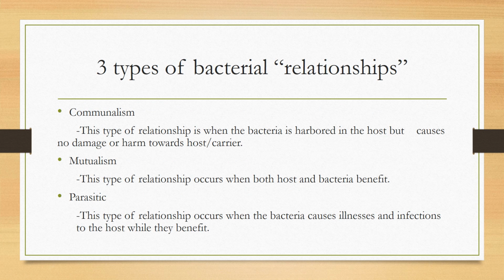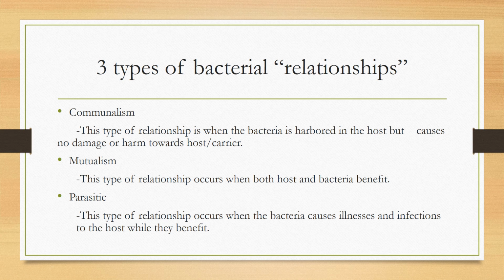There are three types of bacterial relationships. They are commensalism, mutualism, and parasitic. Commensalistic bacteria are the bacteria that is most predominantly found in the human body. This is a type of relationship when the bacteria is harbored in the host but causes no harm or damage towards the host/carrier. So the bacteria is essentially living inside the body but causes no damage.